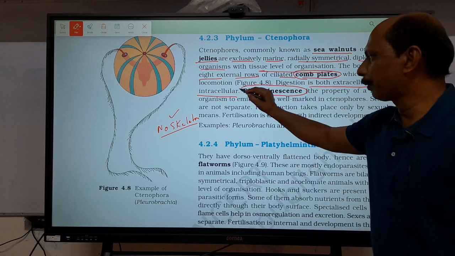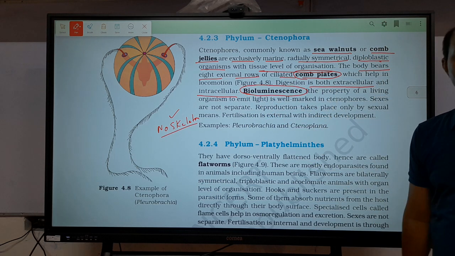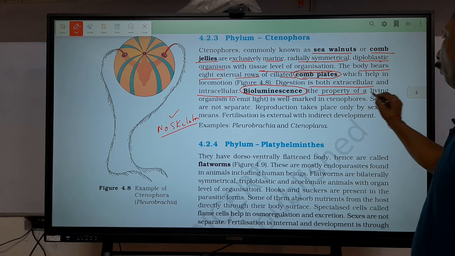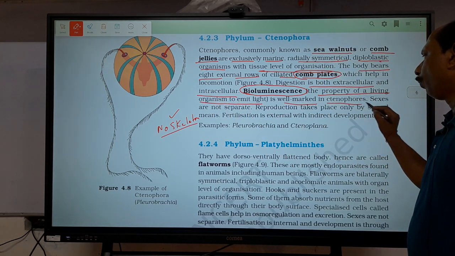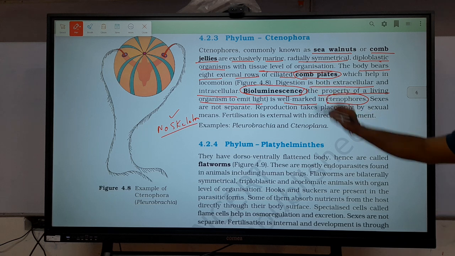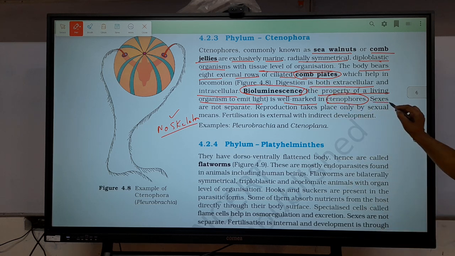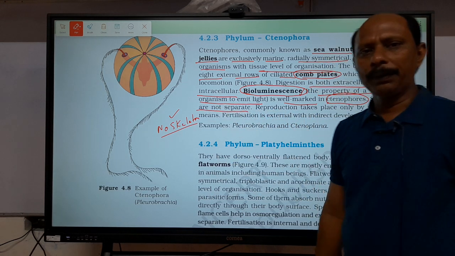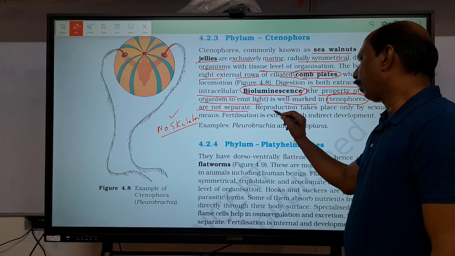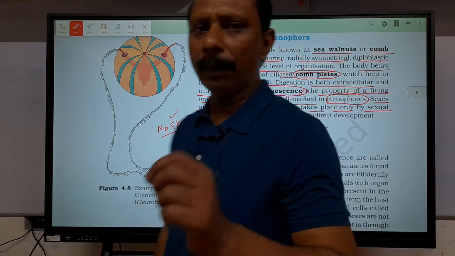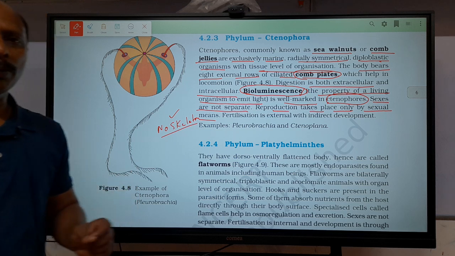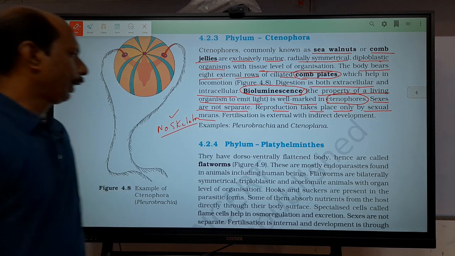Bioluminescence is the specific, exclusive property present here. The property of a living organism to emit light is well marked in ctenophores. In all ctenophores, bioluminescence is present. Sexes are not separate, that means they are bisexual. Reproduction takes place only by sexual means. Asexual reproduction is absent.